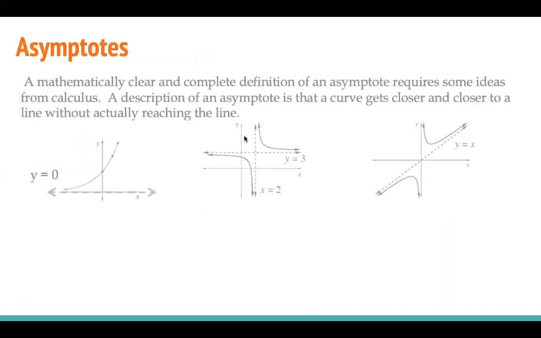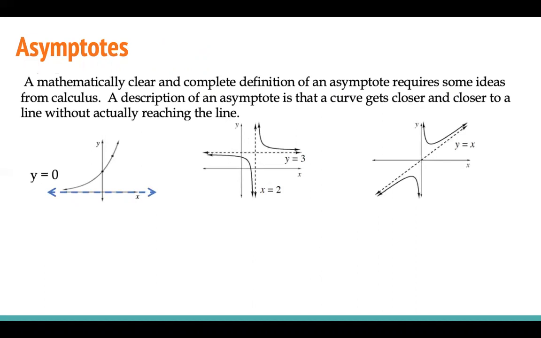Asymptotes. This is a pretty complicated idea, but basically it's when a curve gets really close to a line but never quite touches. So in this first one here, I see that there's a horizontal asymptote at y equals 0. This curve is getting really, really close to that. Over here, there is a horizontal asymptote at y equals 3 and a vertical one at x equals 2, and I've got these two curves getting close on either side.